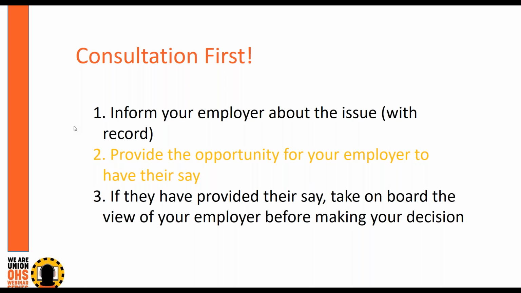So if your employer has failed to consult with you, you must specify that they have contravened Section 35 of the Act, which is the duty of your employer to consult, and use Section 36, which is how employees are to be consulted, to explain how they failed to consult. The employer does not need to reciprocate your attempt at consultation, as long as you have, as the screen shows here: number 1, attempted to consult with your employer with record by giving them information about the issue. Number 2, giving your employer the opportunity to have their say. And number 3, if they have given you their say, take the view of your employer into account before making your decision.